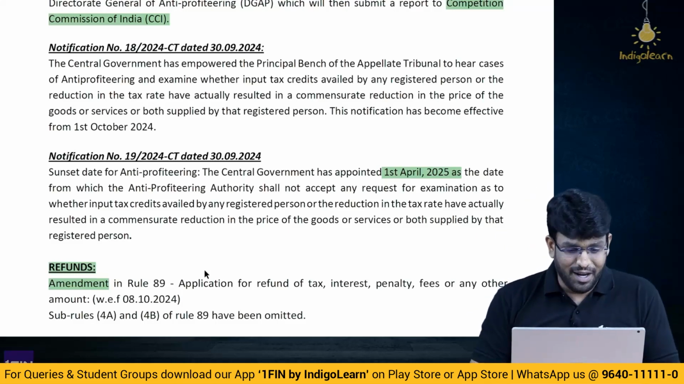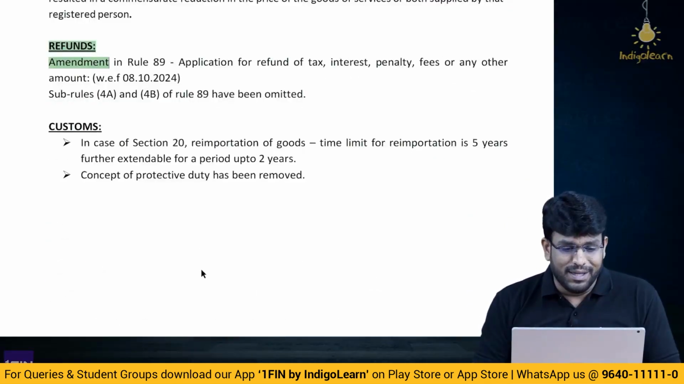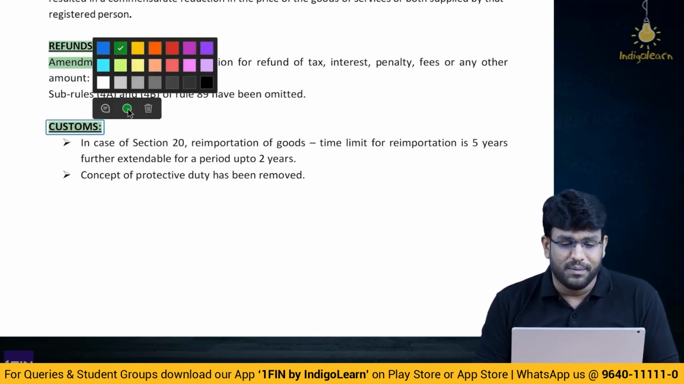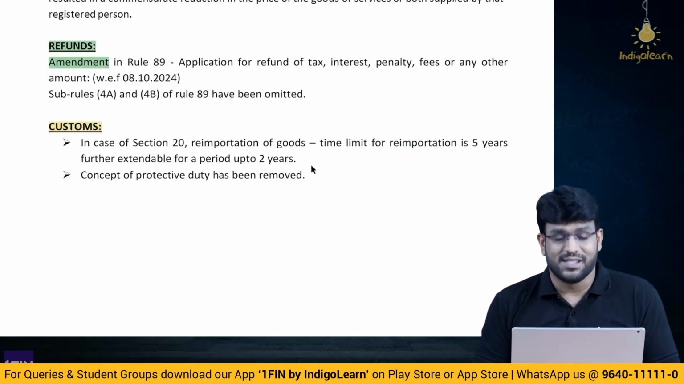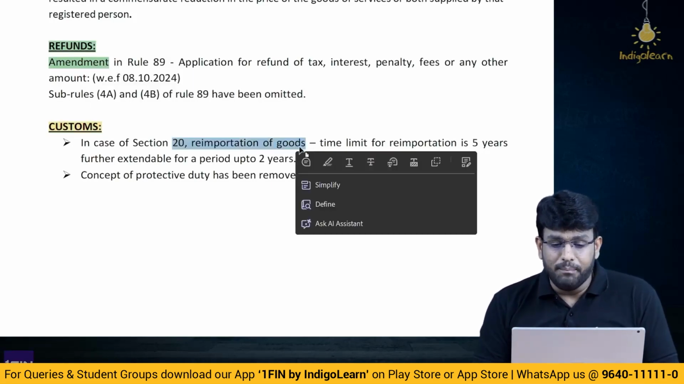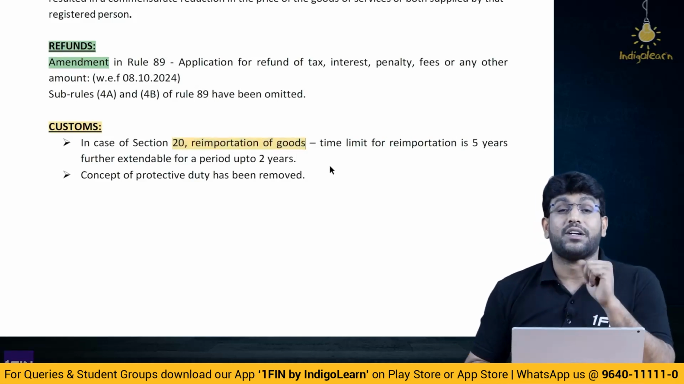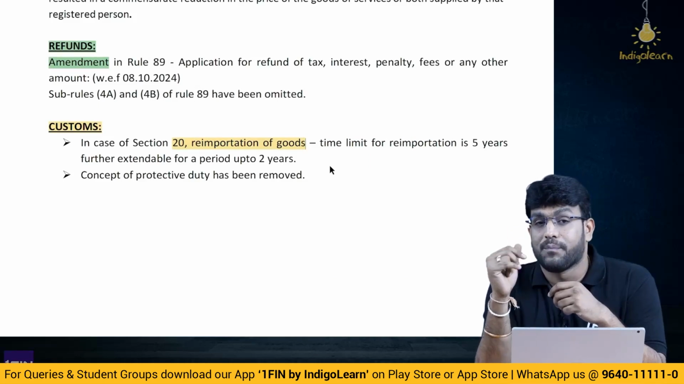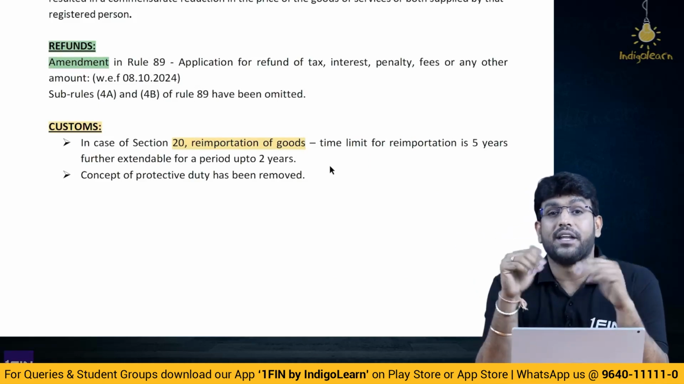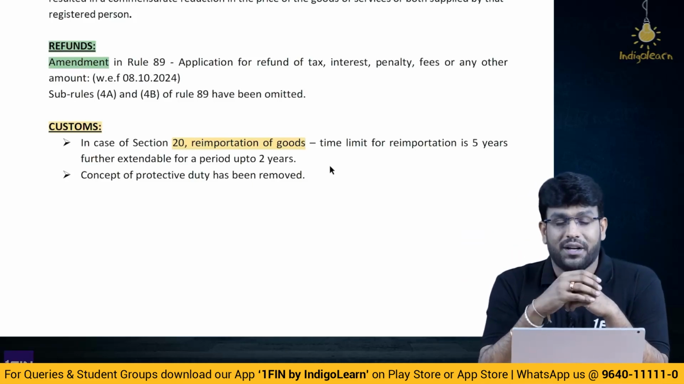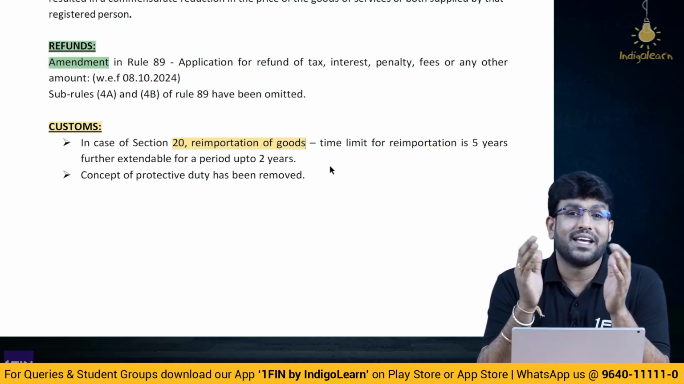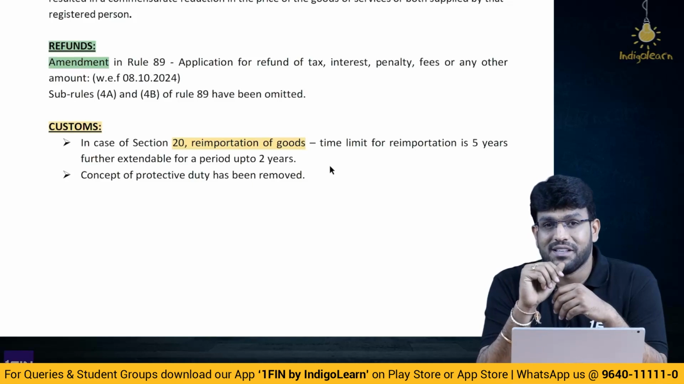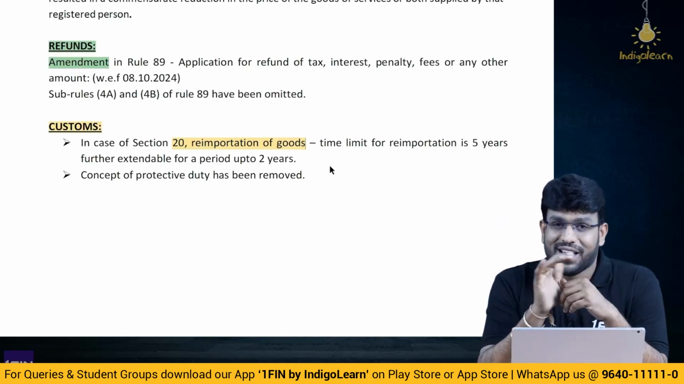Clear? Done. Finally, one or two small amendments in the customs topic, my dear friends. Let me explain that also. Customs, not really many amendments, but still, since it is important, we discuss it. Section 20, reimportation of goods. We would have already learned this during our discussion, where we imported goods and the same goods are exported for the purpose of repairs, and after repairs we are reimporting them, the same goods imported without manufacture. In that case, we have clearly discussed that we are required to pay customs duty on the fair cost of repairs plus insurance and freight both ways, correct?